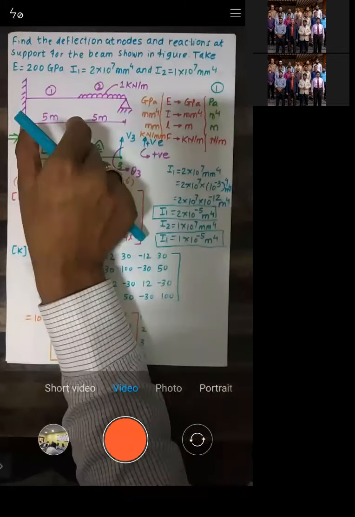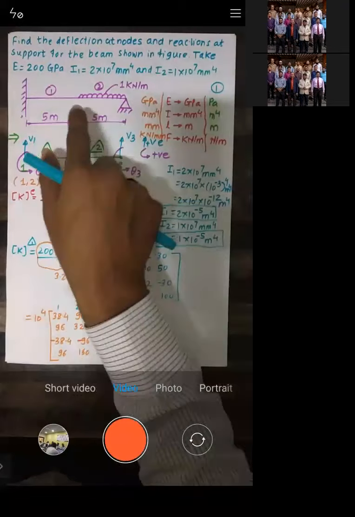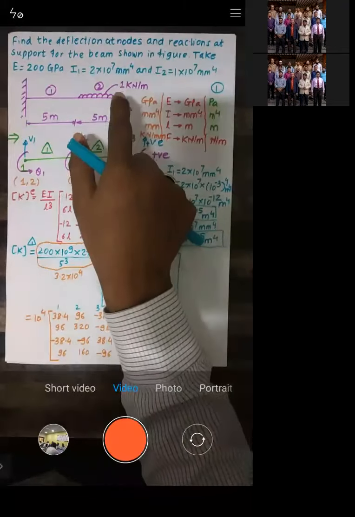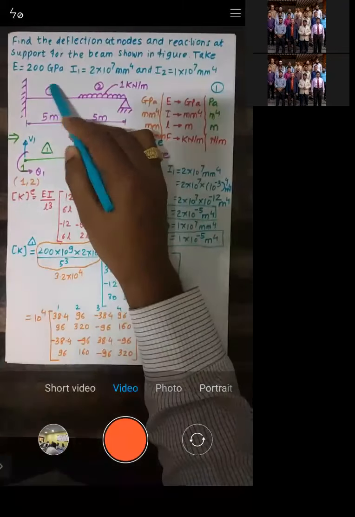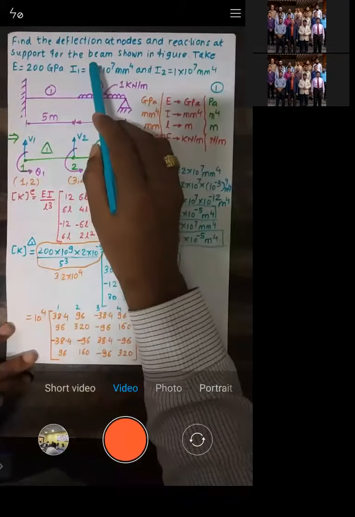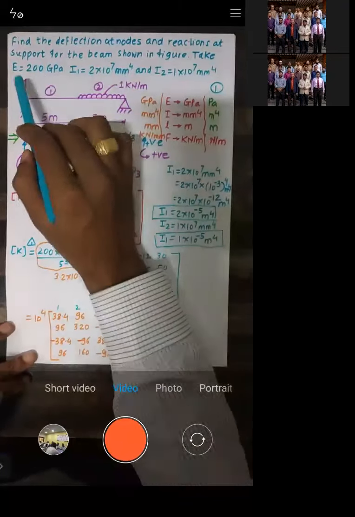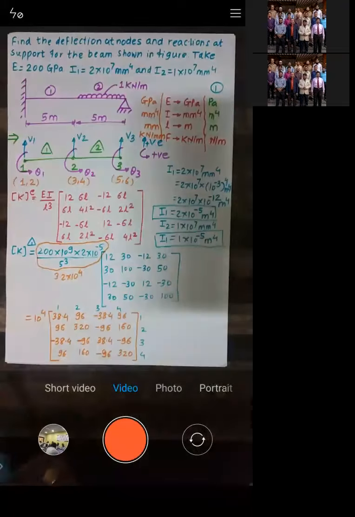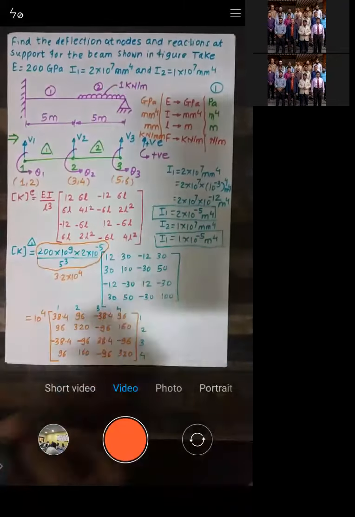For a length of 5 meter, there is no loading, and for the rest of the 5 meter, we have a uniformly distributed load with the intensity 1 kilonewton per meter. They have given this as beam number 1 and this as beam number 2. The moment of inertia for every beam was given. At the same time, a single value of E was given, right? That means both the beams, whether it's 1 or 2, are made up of the same material.